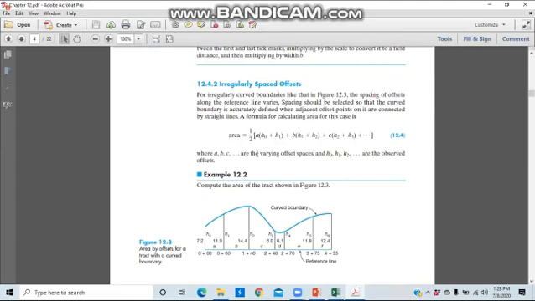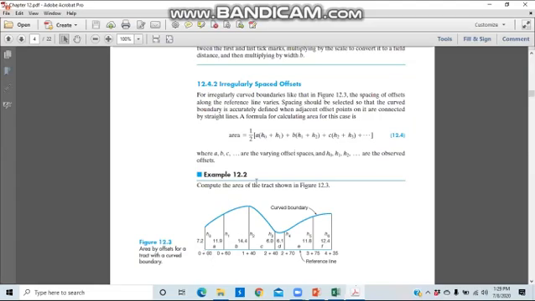Area is equal to 1 by 2 A H naught plus H1 plus B H1 plus H2. Now this A, B, C, D, in the previous formula, we have B because it was equally spaced, and in the example it was 50 feet. Now the width of each segment varies, and also height of each segment varies. So now the formula is changed, right?